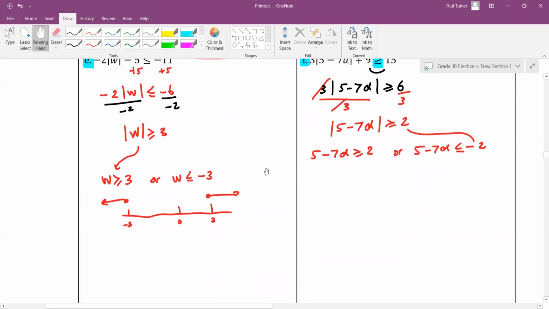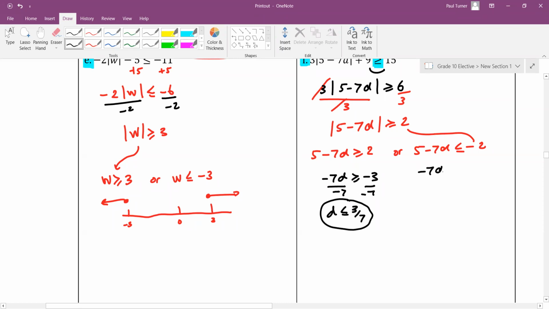So let's go up a bit. So then we're going to have minus 7W greater than or equal to 2 minus 5, which is minus 3. So then we're going to divide by negative 7 to cancel this. So now the sign is going to have to change back again. So W less than or equal to 3 on 7. Okay, that's the first answer. So whenever you're dividing by negatives, remember to change your sign.